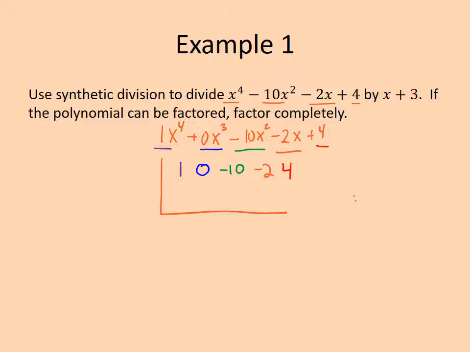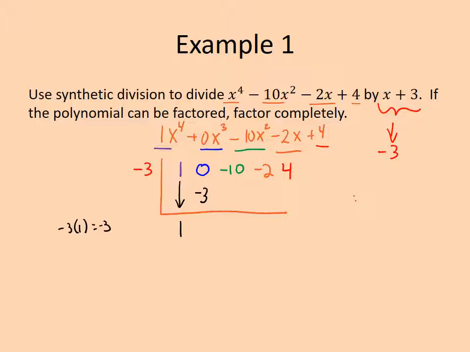Now, outside the synthetic division is the 0. Since x plus 3 is what you're dividing by, and that's our factor, the 0 is negative 3. So that goes on the outside of the synthetic division. The first thing you do is you bring down the 1. Now you multiply the 1 by the 0. So you're going to do negative 3 times 1. And that number, which is negative 3, goes below the 0. So you have a negative 3.